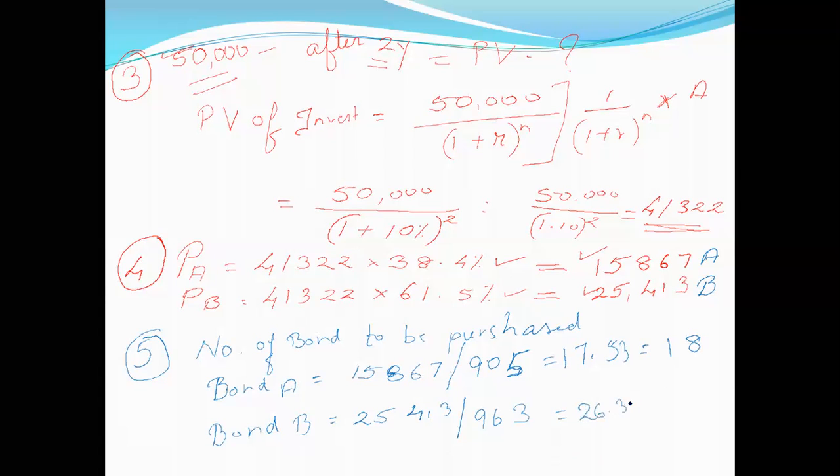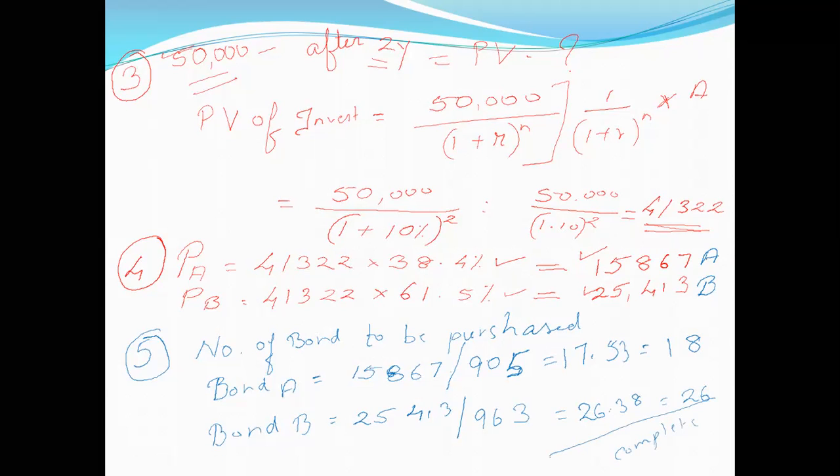26.38. So we cannot have 26.38 bonds. We can have only 26 bonds. Right? This is where your problem gets complete.